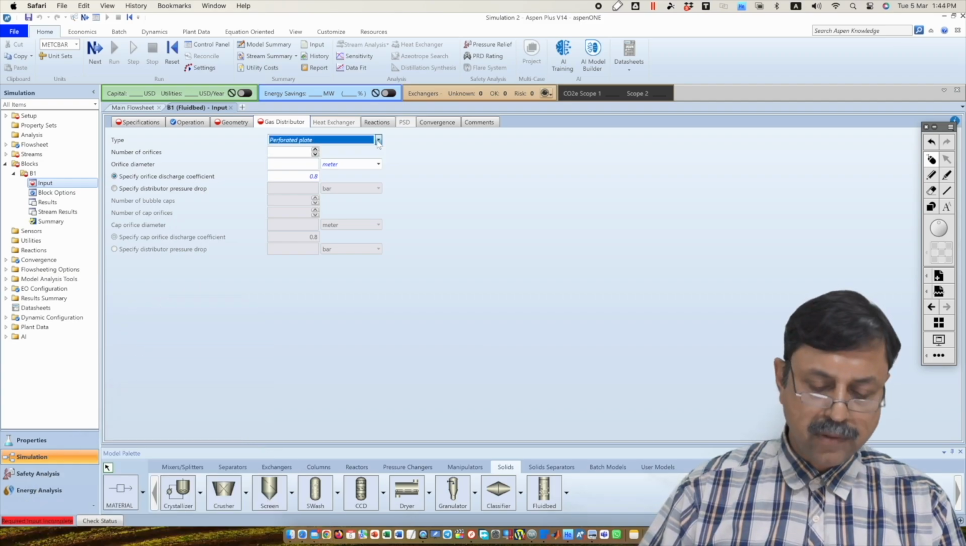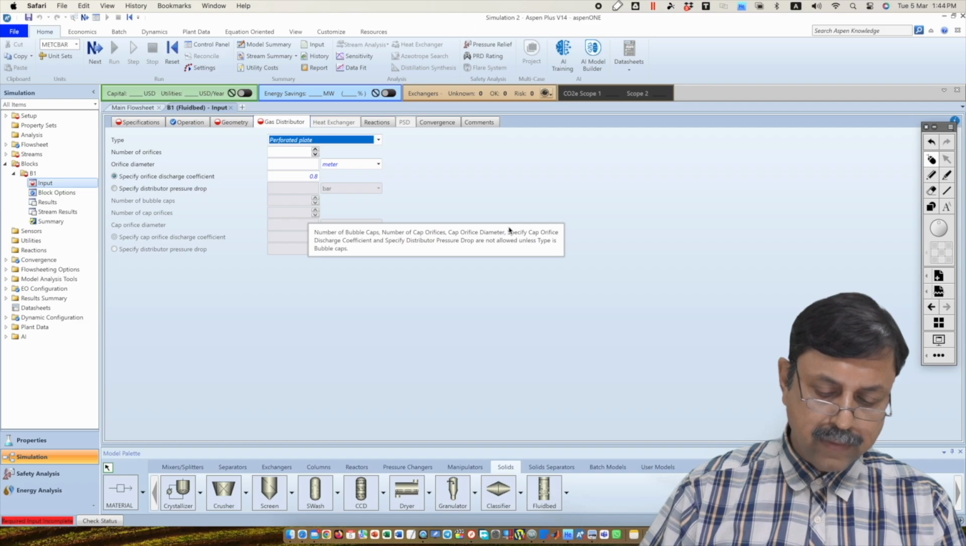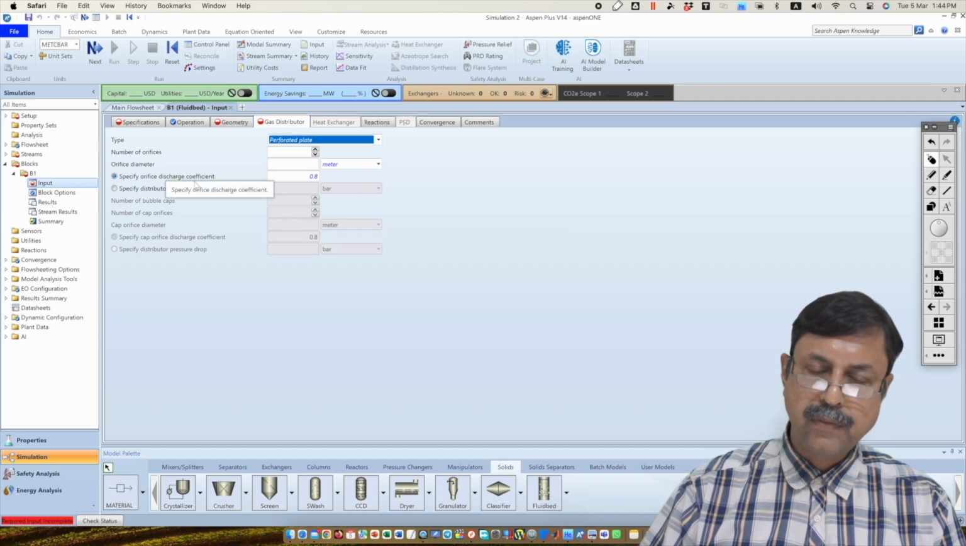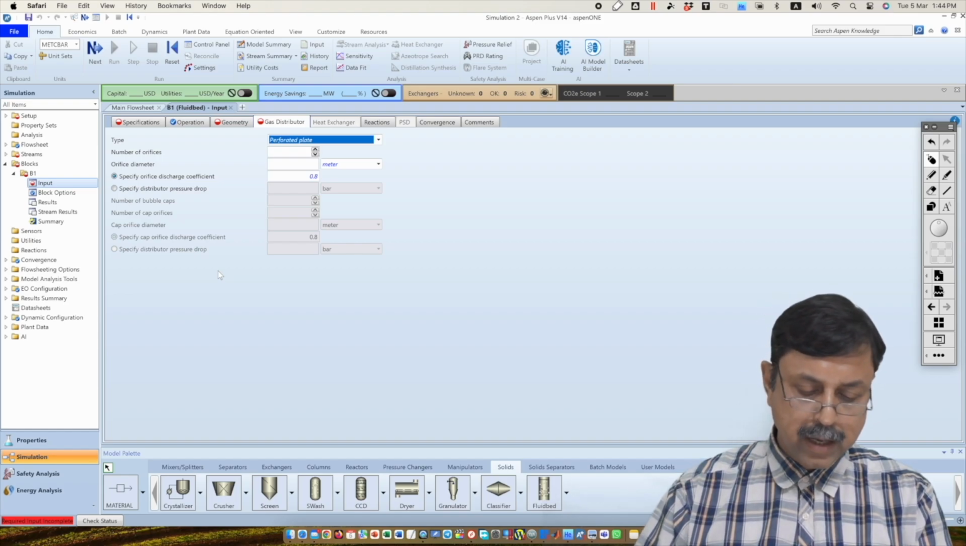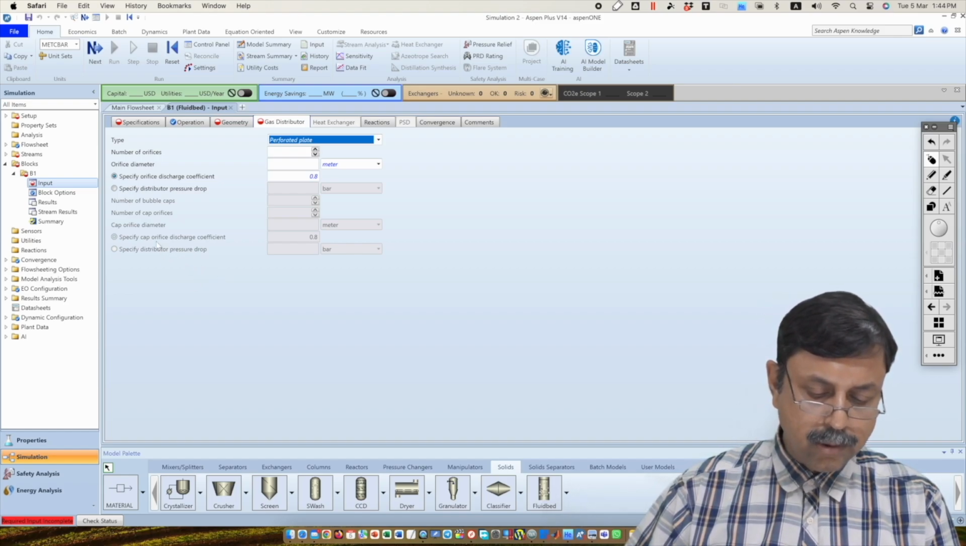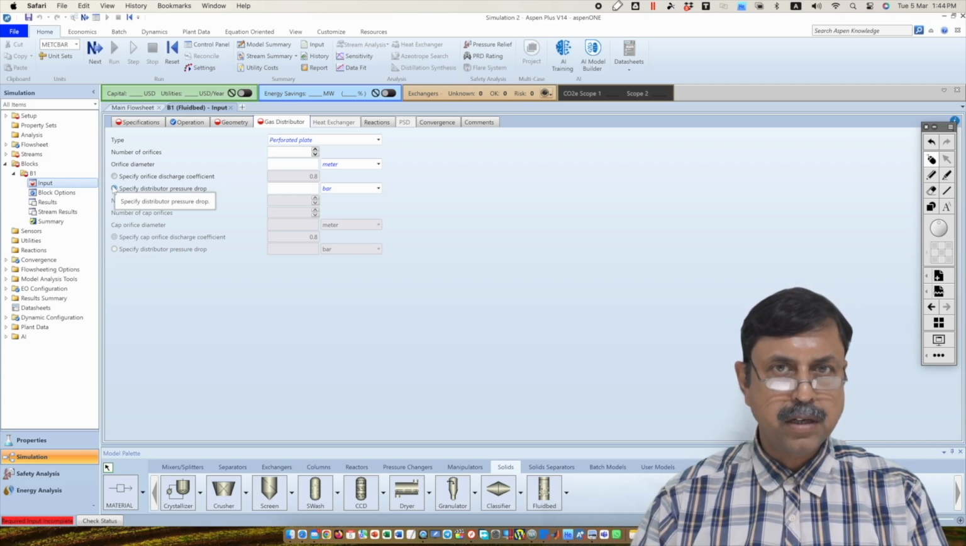If you choose a perforated plate, then you have to specify the number of orifices and the orifice diameter along with the orifice discharge coefficient. This information is used for calculating the pressure drop. Now, if you already know the distributor pressure drop, you can specify it directly over here. Then you do not need to give the orifice discharge coefficient information.